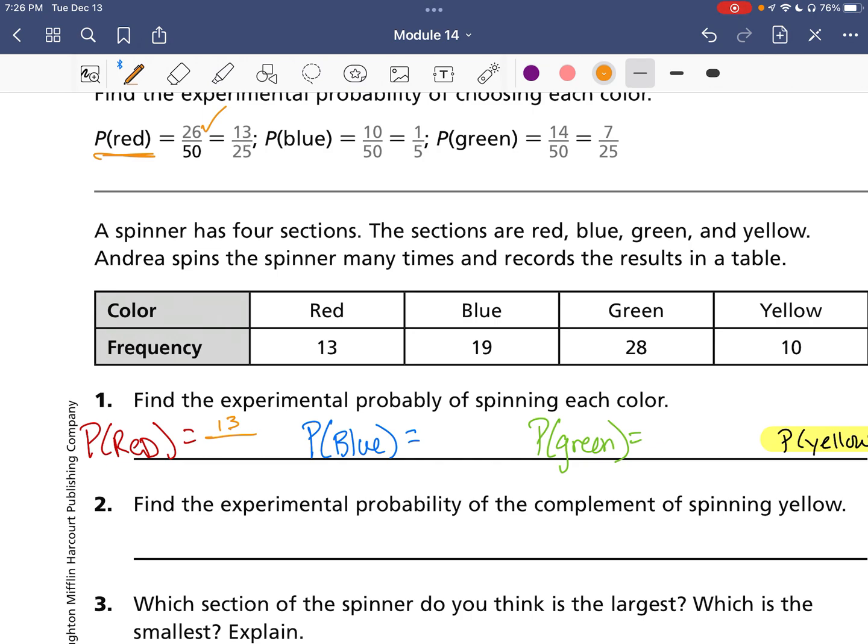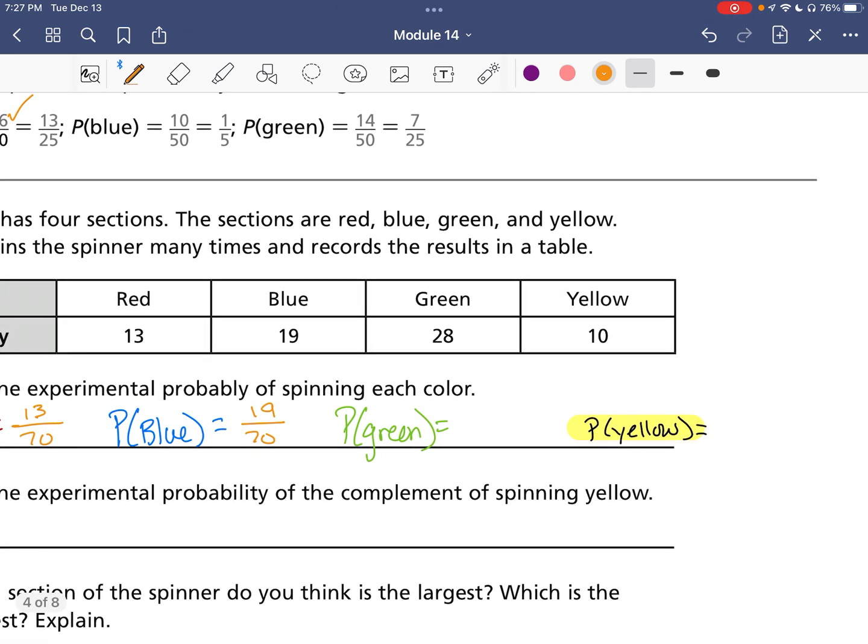Add those up. 13 plus 19 plus 28 plus 10. And we'll get 70. Okay, 13 is a prime number, so that can't be simplified. So the experimental probability of spinning the color red is 13 out of 70. Think experimental probability, not the actual probability based on this experiment. 13 out of 70. And then the probability of blue would be 19 out of 70.